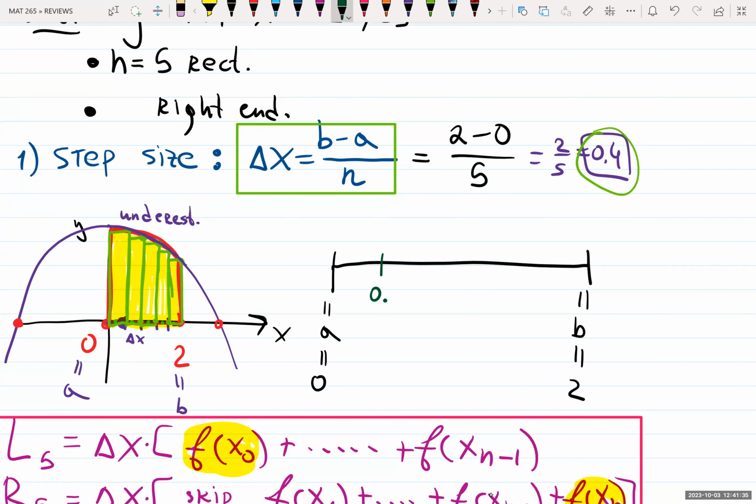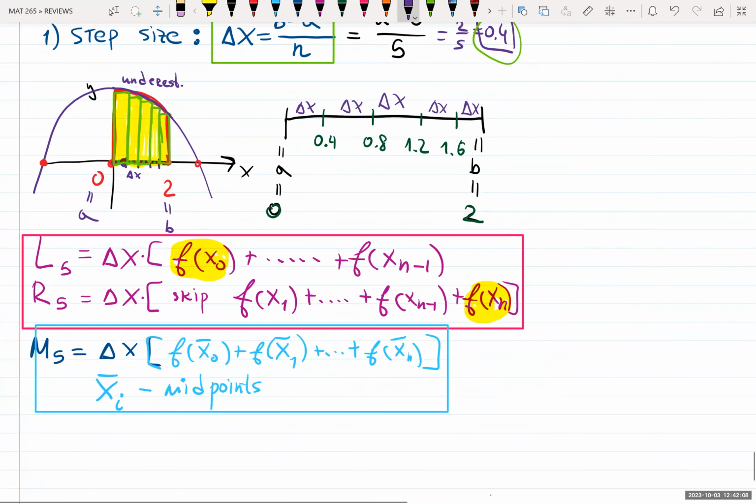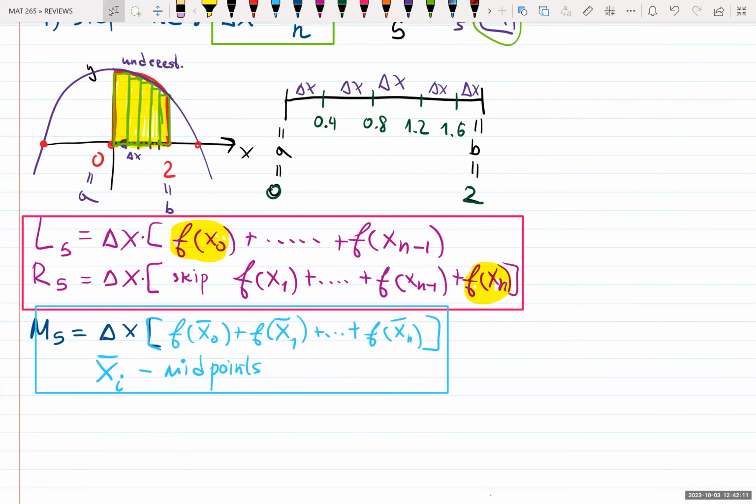So I'm going to do 0.4, 0.8, or 2/5, and add 2/5, 4/5, and so on. I have 2 more. Plus 0.4, 1.2, 1.6, and then you check yourself. 1.6 plus 0.4 indeed is 2. So very nice. This is how they look. Step size everywhere is delta x. It should be the same delta x. That's the whole point of this idea, that the width must be the same. It simplifies the calculation.